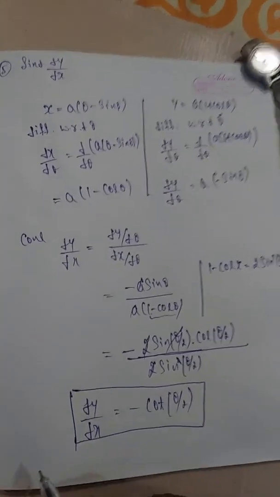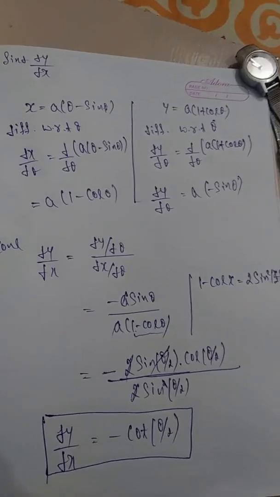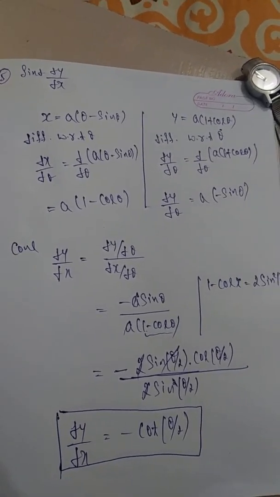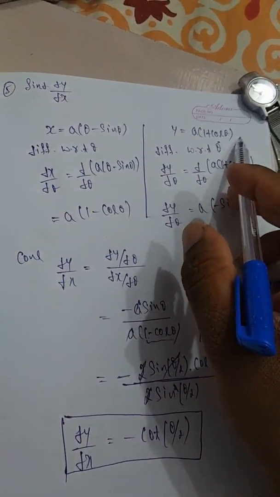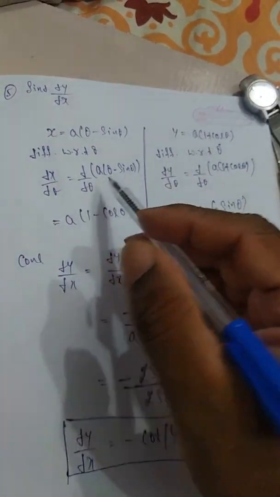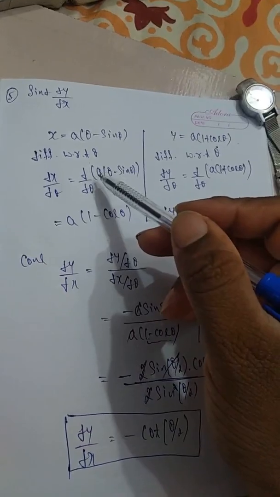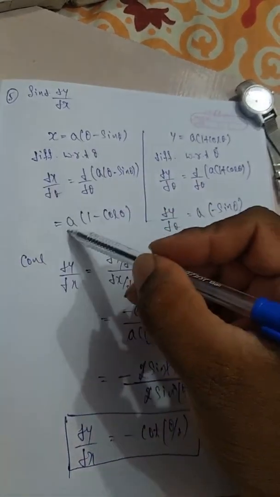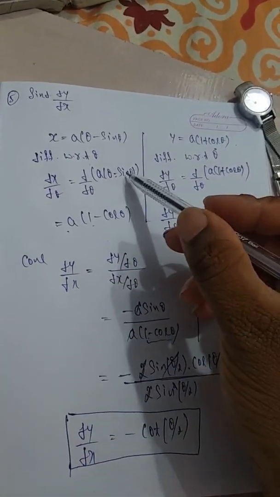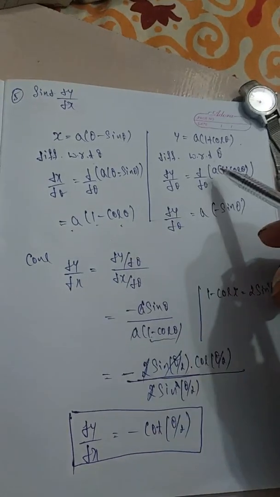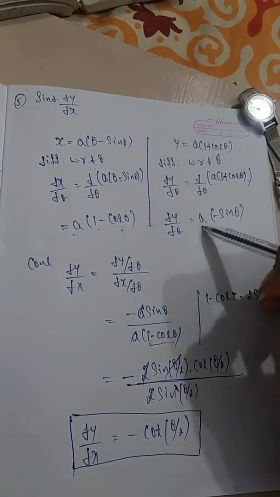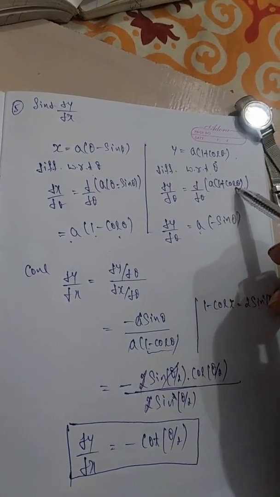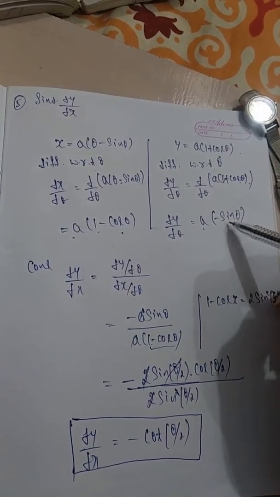So once again I am repeating this problem. You want to find dy by dx. So x is equal to a into (theta minus sin theta), y is equal to a into (1 plus cos theta). You want to differentiate with respect to theta separately. Here you take the constant outside. The differentiation of theta is 1, the differentiation of sin theta is cos theta. Similarly, for a into (1 plus cos theta), you take the constant outside, the differentiation of 1 is 0, and the differentiation of cos theta is minus sin theta.